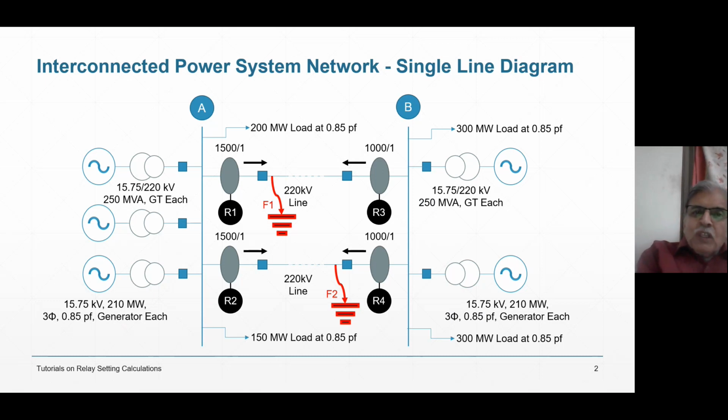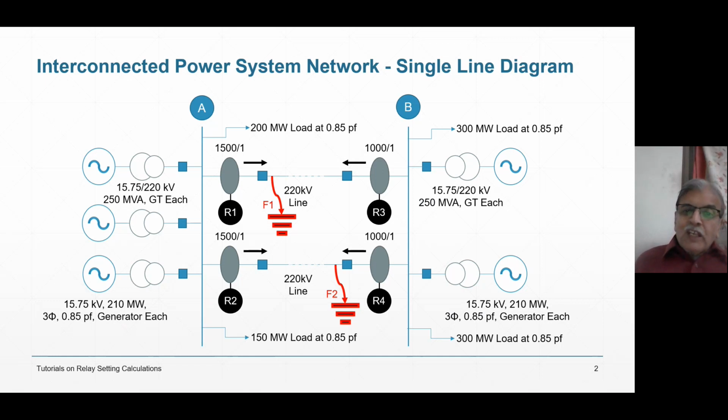Now you see, because both the feeders are identical, whatever is the setting of R1, the same is going to be that of R2. So I do not have to find out both. If I find out R1, R2 is the same. Similarly, if I find out R3, R4 is the same. R1 and R3 are not the same, because the generators on the other side are different and the CT ratio is also different. But R3 and R4 are identical. Whatever is R3 is R4. So actually speaking, I have to find out the setting of only two relays, R1 and R4. So R2 and R3 are done.